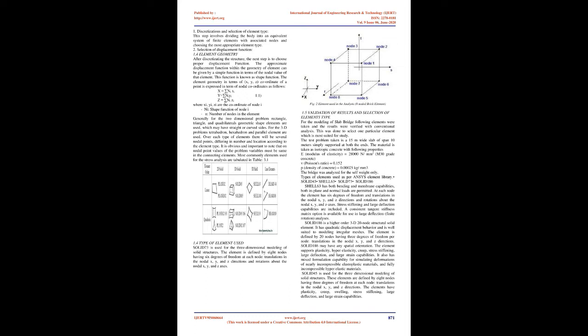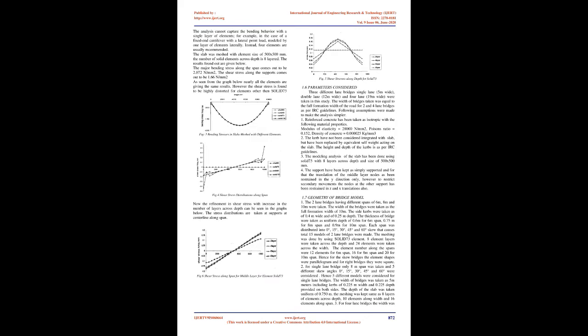Generally for the two-dimensional problem rectangle, triangle, and quadrilaterals geometric shape elements are used, which may have straight or curved sides. For the 3D problems tetrahedron, hexahedron, and parallel element are used. Over each type of elements there will be several nodal points, differing in number and location according to the element type. It is obvious and important to note that on nodal point values of the problem variables must be same in the connecting elements. Most commonly elements used for the stress analysis are tabulated in Table 3.1.